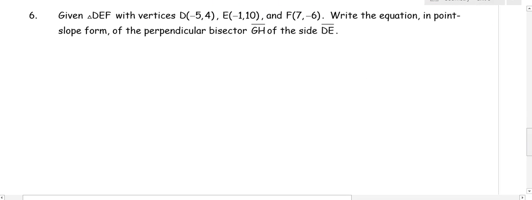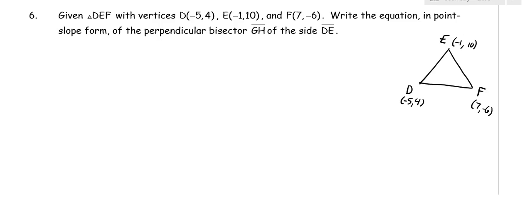In number 6, this is the last problem, which is finding the equation of the perpendicular bisector. We're still using the same triangle. So we have D, E, and F, and I'm going to label those points again. If I want the perpendicular bisector GH of the side DE, remember that GH doesn't have to be a point in the triangle, because the perpendicular bisector is just a line that passes through another line. If you want to label it, you can label it G and H. So it's perpendicular and it bisects that side into two congruent parts.